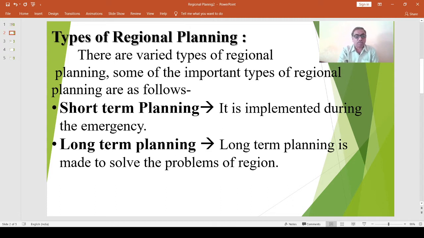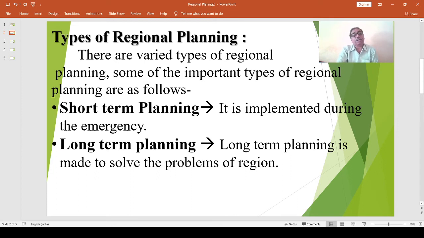To solve these problems, planning for the short term is necessary, and planning for the solution of these disturbances is known as short term planning. For example, natural disasters like flood, earthquake, cyclone, drought, etc. Similarly, man-made disturbances, etc. These types of planning are for a short period.